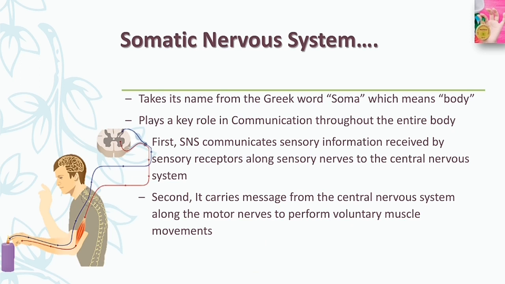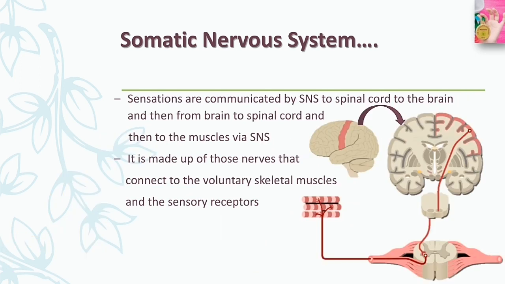First, the somatic nervous system communicates sensory information received by sensory receptors along sensory nerves to the central nervous system. And second, it carries messages from the central nervous system along motor nerves to voluntary muscles. All the different sensations that you're experiencing right now are being communicated by your somatic nervous system to your spinal cord and on to your brain. So basically, the somatic nervous system is made up of all those nerves that connect to the voluntary skeletal muscle and the sensory receptors.